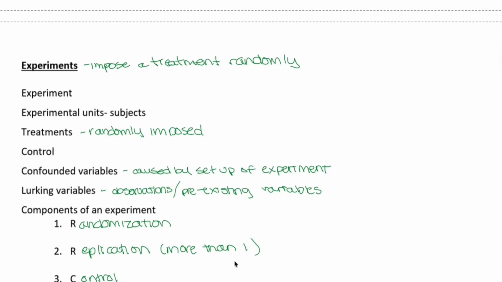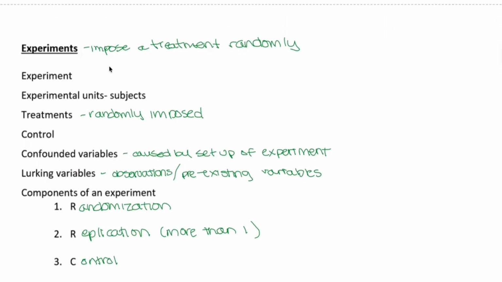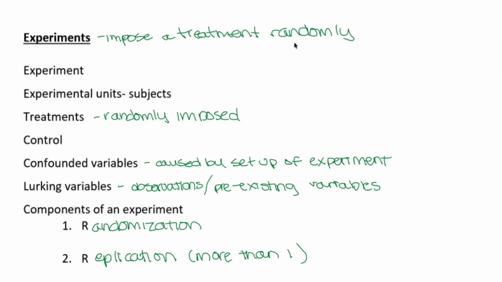Okay, and moving on to experiments. An experiment means imposing a treatment randomly. Here are some key terms. Experimental units are the subjects that we're examining. For example, if I want to know how many teachers do something, then the teacher will be my experimental unit. A treatment is randomly imposed, and then there are the control group, confounded variables, and lurking variables.